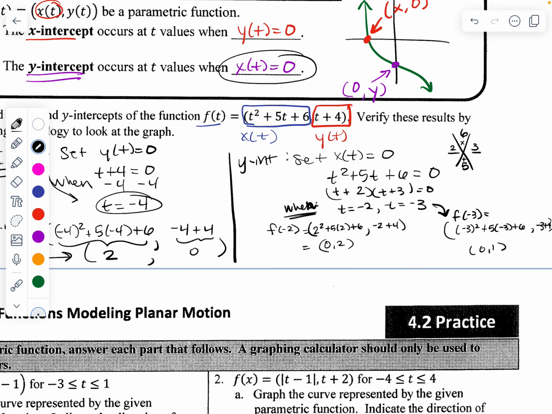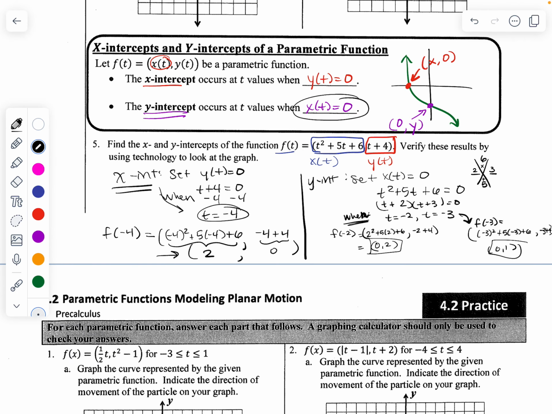If I want to check this, I can absolutely graph this in my graphing calculator, and it'll show you that we've got one x-intercept and two y-intercepts. I invite you to go and try that on your own.